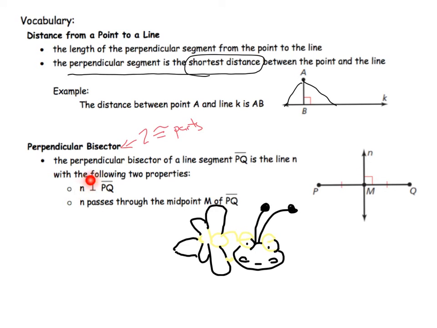Notice this upside down T is a symbol for perpendicular, okay? So line N is perpendicular to segment PQ, and N then ultimately passes through point M, which is known as the midpoint of segment PQ. All right? So it would cut segment PQ into congruent pieces, and it also creates that 90-degree angle at the intersection.